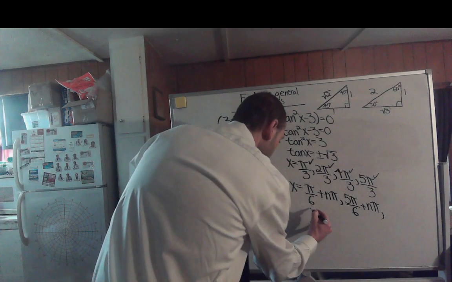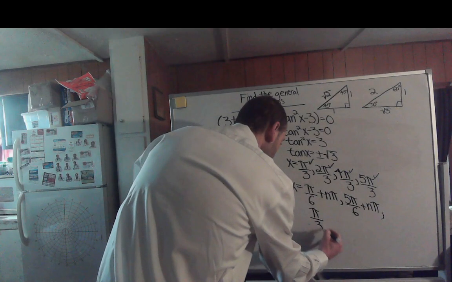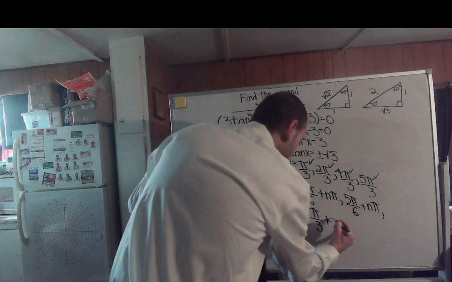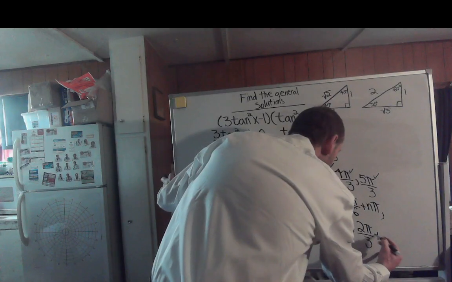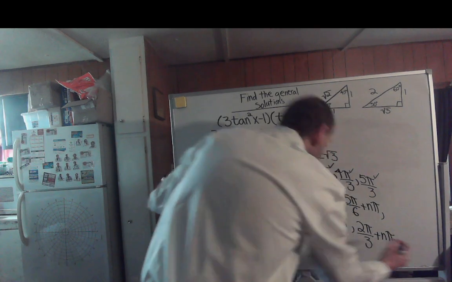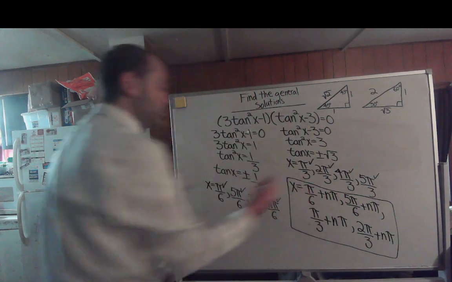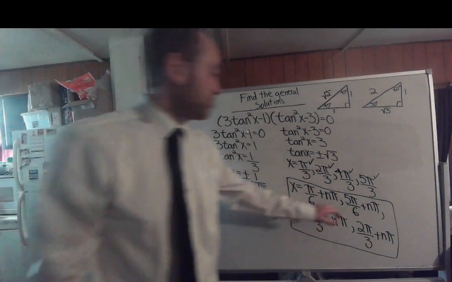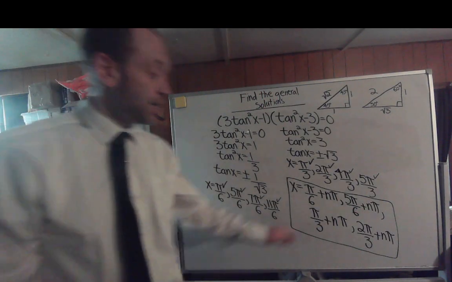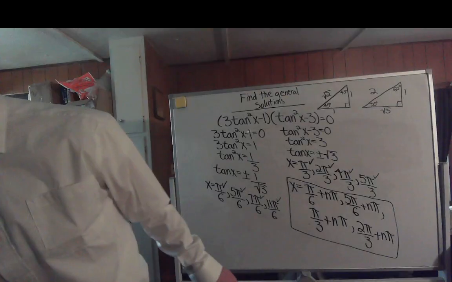Then if we take that pi over 3 plus n pi, that would also account for the 4 pi over 3. And then if we wrote 2 pi over 3 plus n pi, that would also account for 5 pi over 3. So here are your 4 general solutions. X equals pi over 6 plus n pi, 5 pi over 6 plus n pi, pi over 3 plus n pi, and then 2 pi over 3 plus n pi.